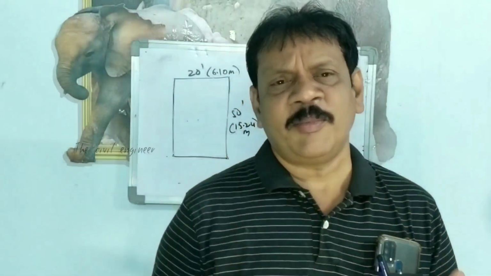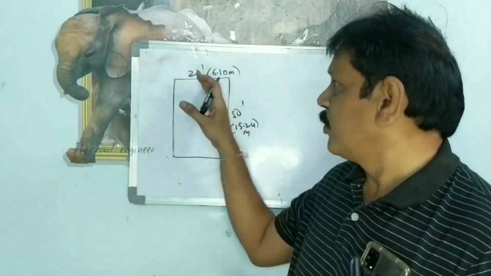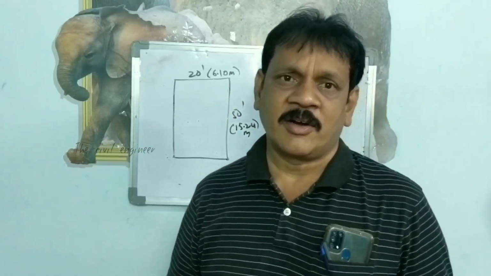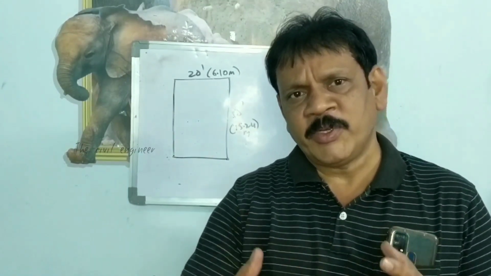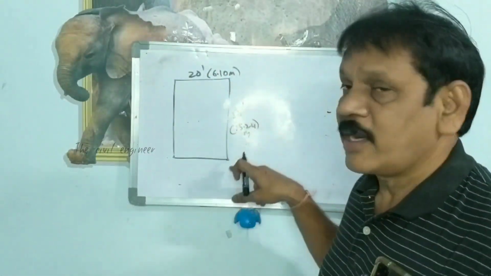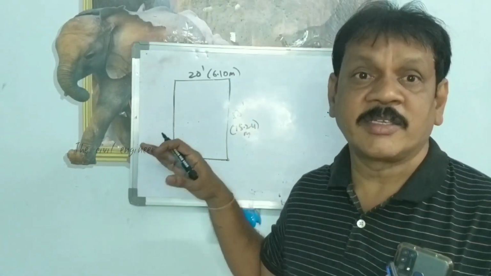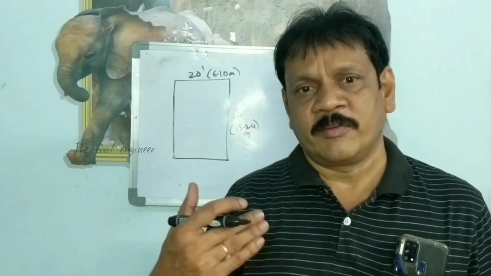Okay. So after knowing the site measurements in meters, we can easily start the building plan. But before drawing the building plan, we should know all the measurements clearly, all the boundaries of the site, and all the directions of the site, in which direction the site is facing. All these points will be explained in my next video.